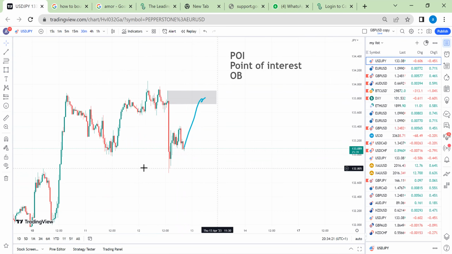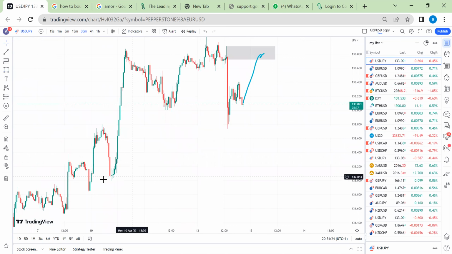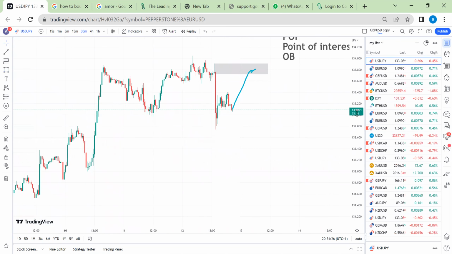But inside your supply or demand zone, order block is not the only thing you want to trade. For example, we have a break of structure here to the upside. So we can see from that break of structure, down to this point, we have the demand zone.